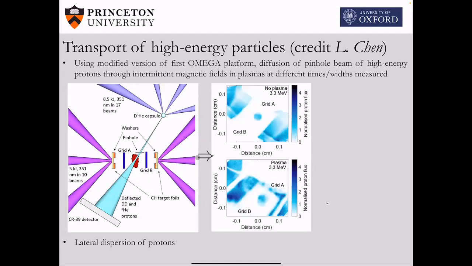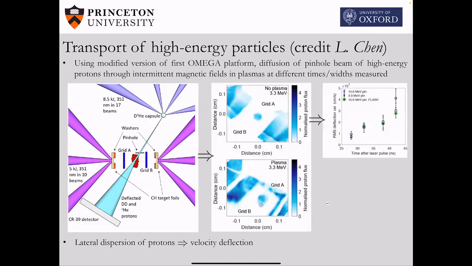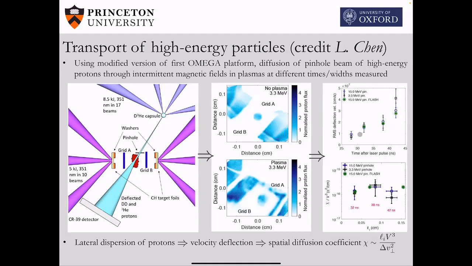This is a comparison of what one of these pinhole images looks like with no plasma versus with a plasma. You can see there's significant scattering. This lateral dispersion of the protons in this setup can then be related to a velocity deflection at different times. We look at the diffusion of both 15 MeV and 3 MeV protons in this case, and then compare that to what the FLASH simulations have got. From this, we infer a spatial diffusion coefficient.